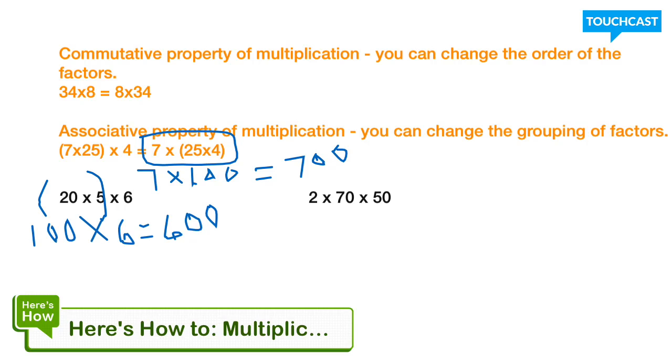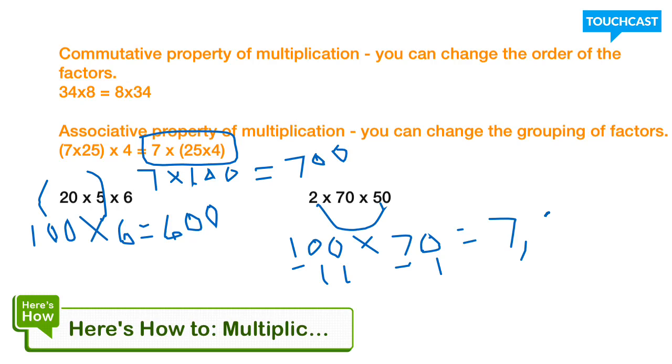In the next example, we have 2 times 70 times 50. We could do them in any order. Which do you think would be the easiest? I think if you pick to do these two first, once again, you'd have 2 times 50, which is 100. And then if you multiply that by 70, we do 1 times 7, which is 7. And then we just add each of these zeros to the answer, which would make it 7,000.